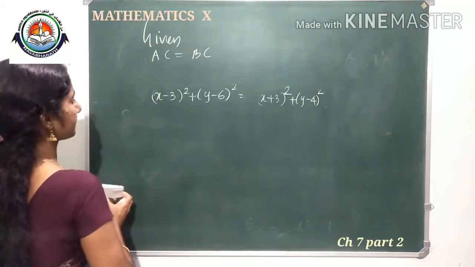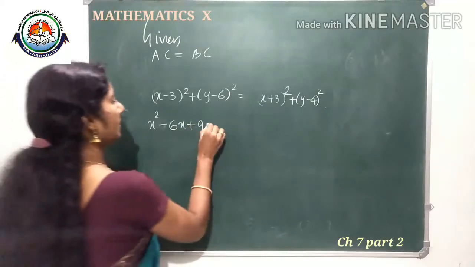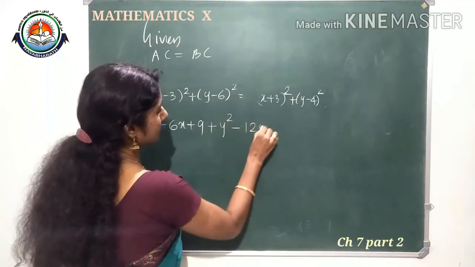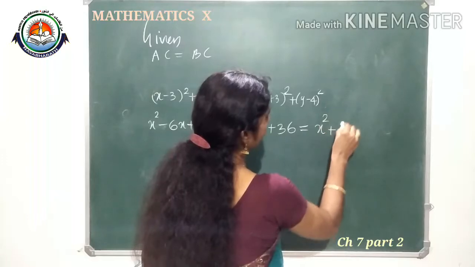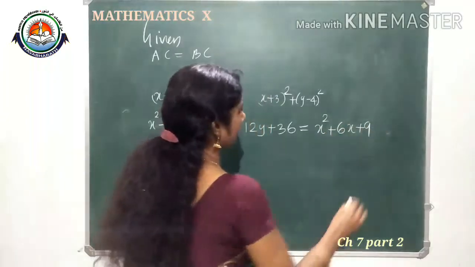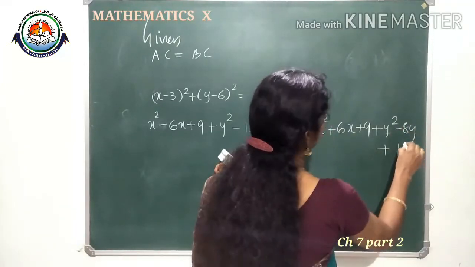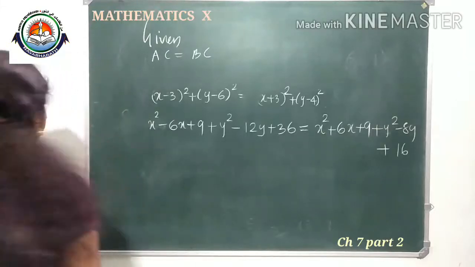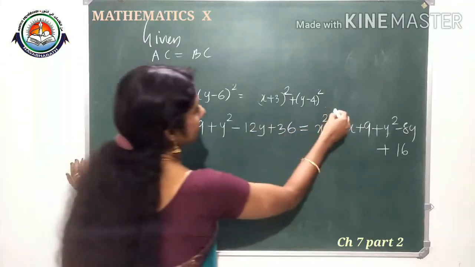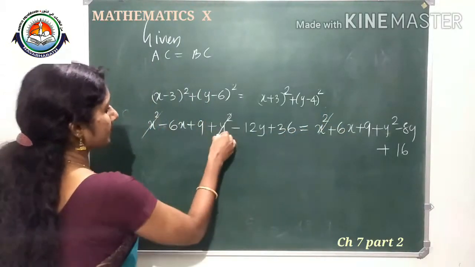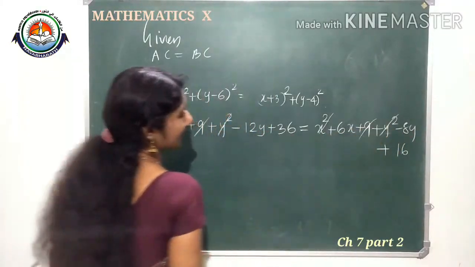Then expand the bracket. x square minus 6x plus 9, (a minus b) whole square, plus y square minus 12y plus 36 equal to, right side expanding, x square plus 6x plus 9 plus y square minus 8y plus 16. Clear? Then we can cancel the common terms: x square and x square are common terms in left side and right side, y square and y square are common, 9 is common in left side and right side.